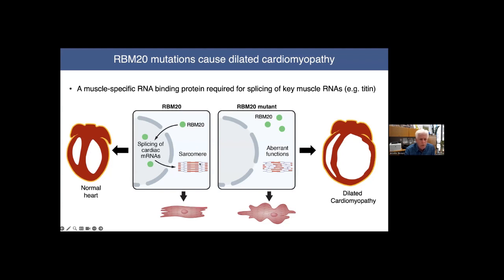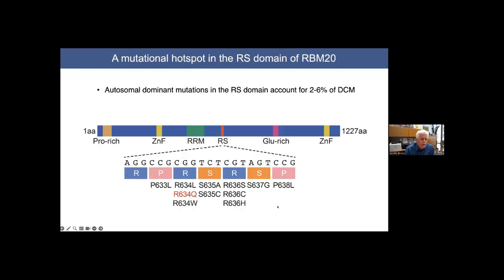Mutations in RBM20 in human patients often prevent the normal nuclear localization of the protein, and this disrupts splicing and leads to dilated cardiomyopathy. The autosomal dominant mutations in a particular domain of RBM20, the RS domain, which mediates RNA binding and nuclear localization, are thought to account for somewhere between 2 and 6% of patients with dilated cardiomyopathy.